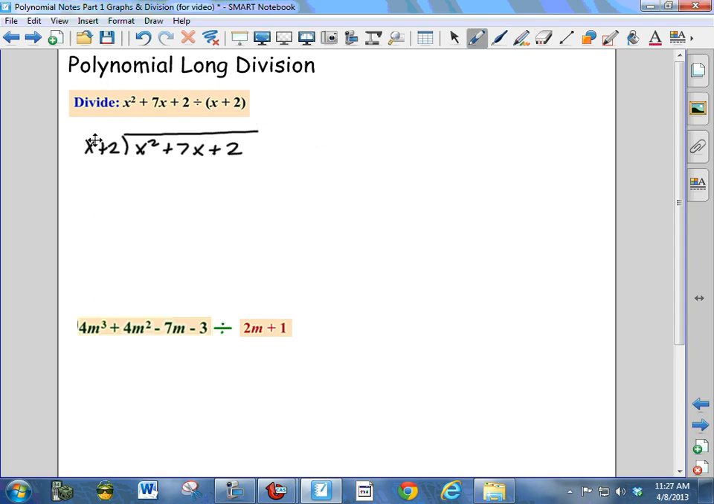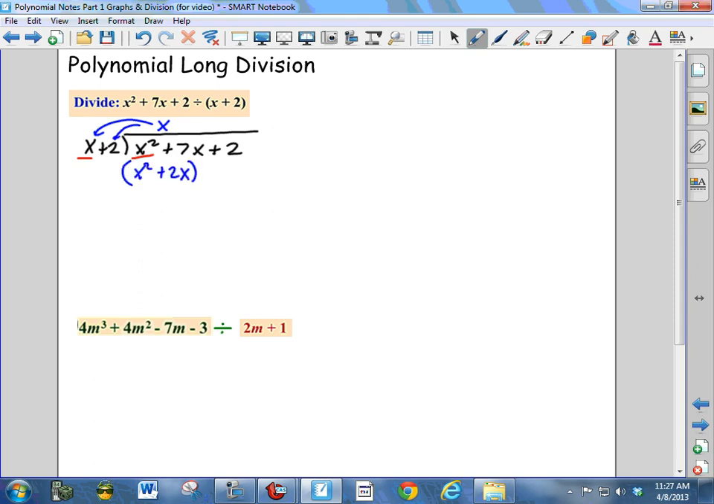And we look at what do we have to multiply x plus 2 by to get x squared plus 7x plus 2. But what we do is we start out by looking just at the first term. We look at the x squared and we look at the x. What do I have to multiply x by to get x squared? And it would be x. So we take x times both of these terms here and we end up with x squared plus 2x.